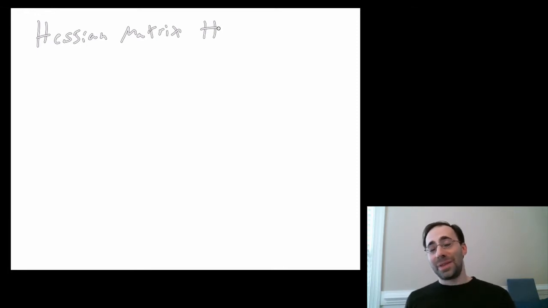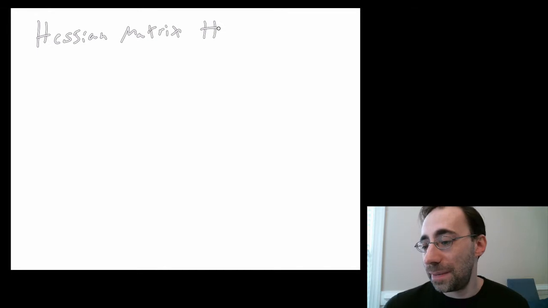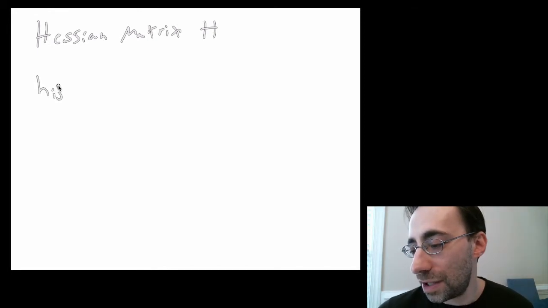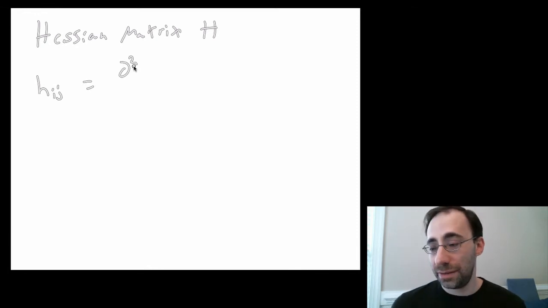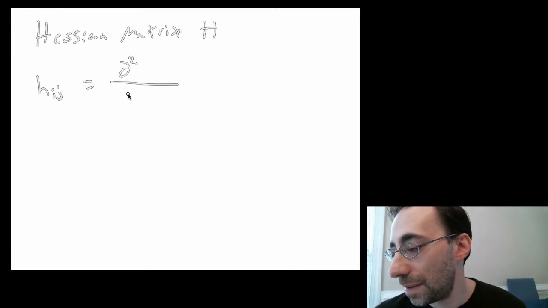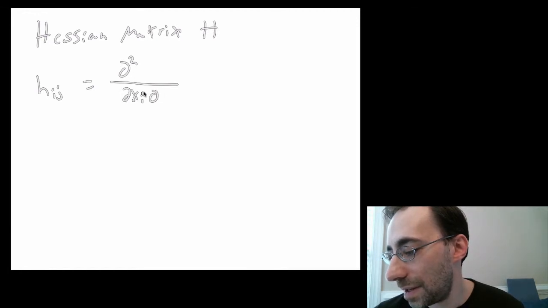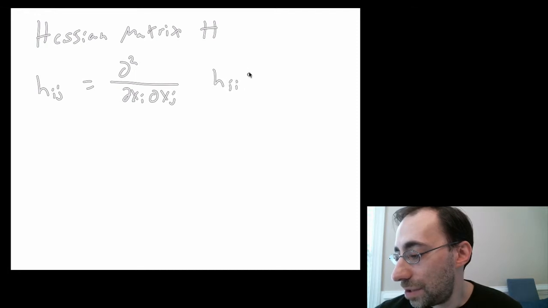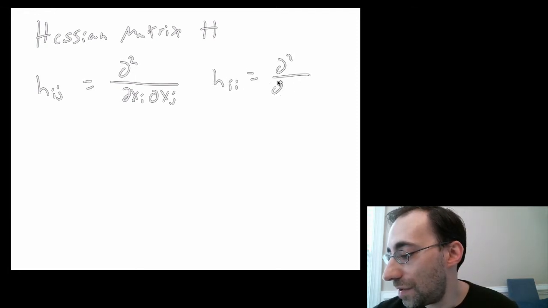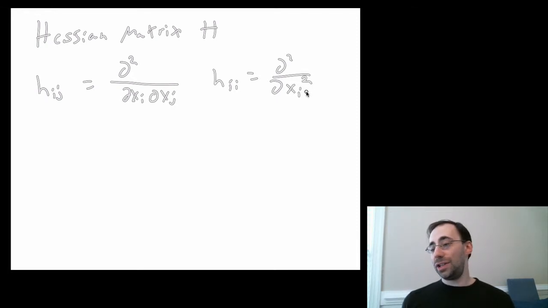Okay. The Hessian. What's the Hessian matrix? Well, the Hessian matrix has components. These are the components. And each one of these components is the second derivative, second order partial, with respect to the component xi and xj. So if i equals j, then you have diagonal elements, which are just these derivatives. And if i and j are different, then you have cross-partial derivatives.